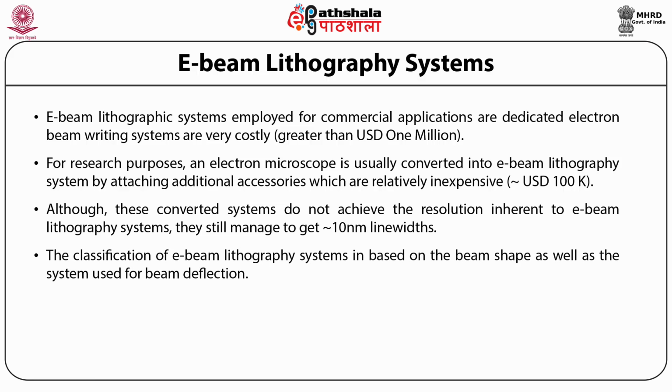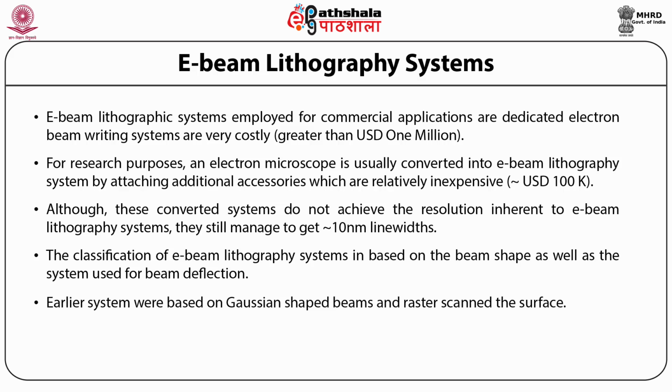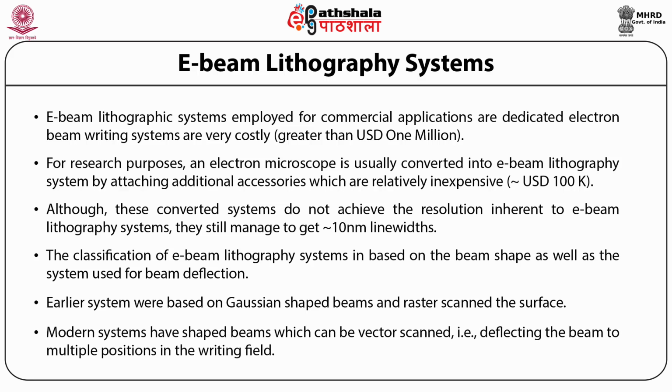The classification of electron beam lithography systems is based on the beam shape as well as the system which is used for beam deflection. Earlier systems were based on Gaussian-shaped beams and raster scanned the surface. Modern systems have shaped beams which can be vector scanned, that is, deflecting the beam to multiple positions in the writing field.